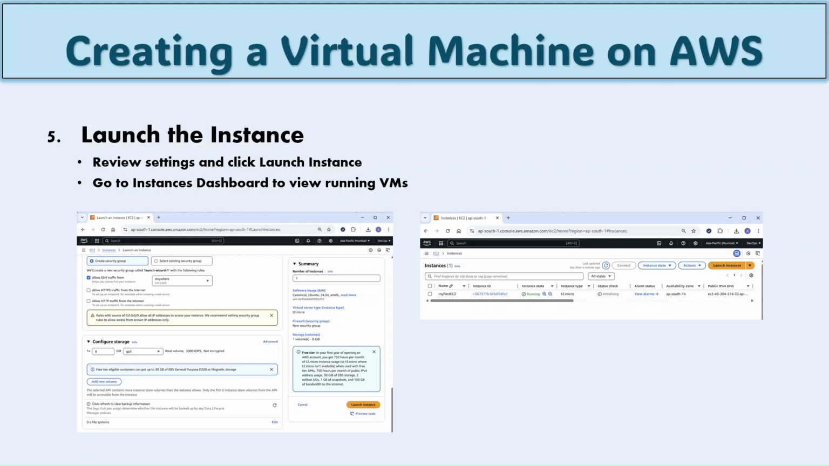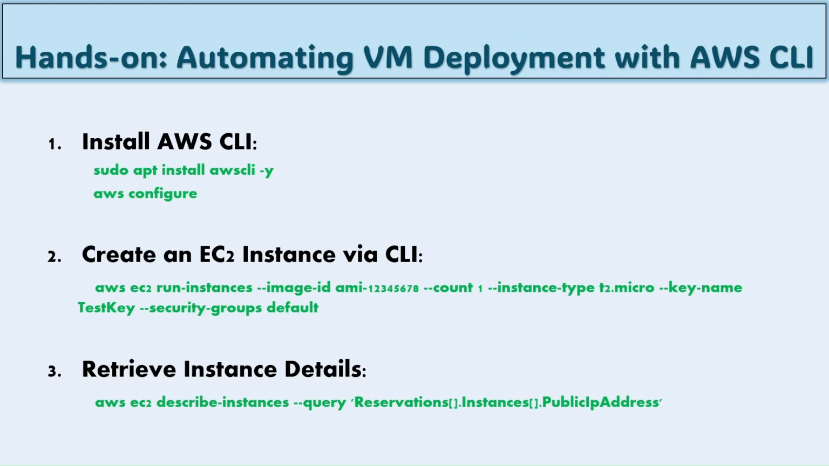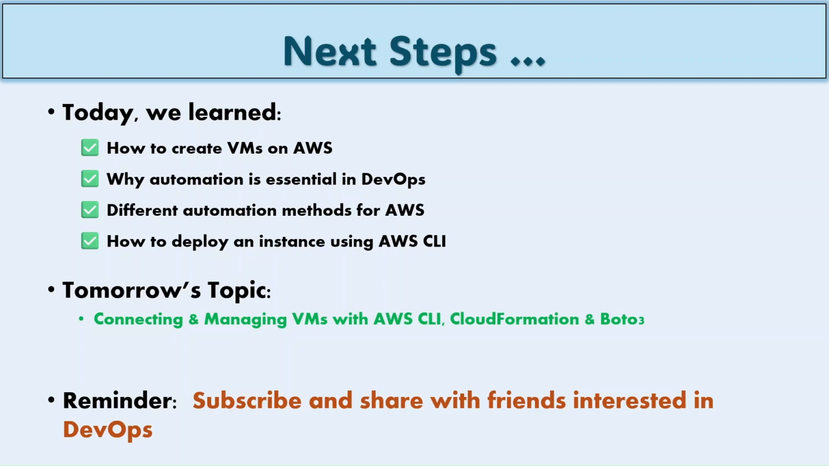Next, we saw why automation is essential in DevOps, and we also covered the different automation methods provided by the AWS cloud provider. And next, we saw how to deploy an instance using AWS CLI. To get a better understanding, I encourage you to practice creating EC2 instances using both the AWS console and CLI. Try launching instances with different configurations. The more you practice, the more comfortable you will become with managing AWS resources efficiently. In the next video, we will dive deep into infrastructure as code using Terraform and AWS Cloud Development Kit.